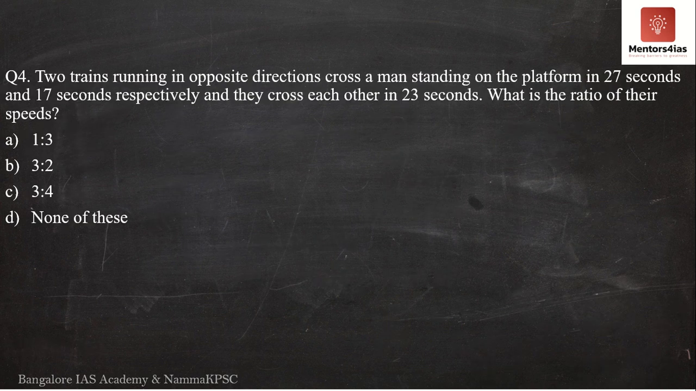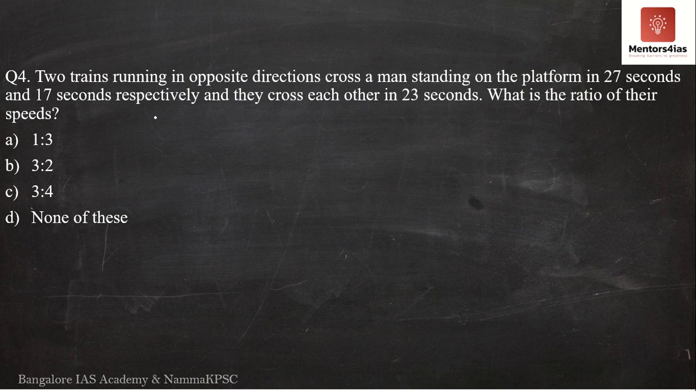Next question, question number 4. Now, question number 4 says, two trains running in opposite directions cross a man standing on the platform in 27 seconds and 17 seconds respectively, and they cross each other in 23 seconds. Therefore, what is the ratio of their speeds?